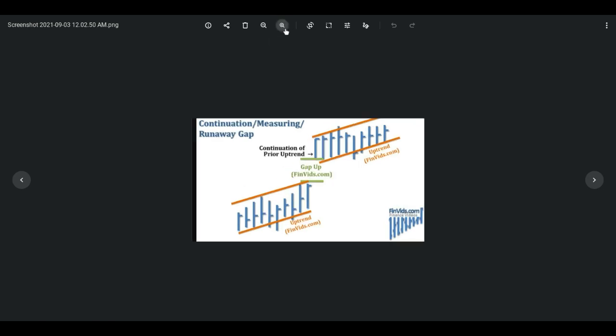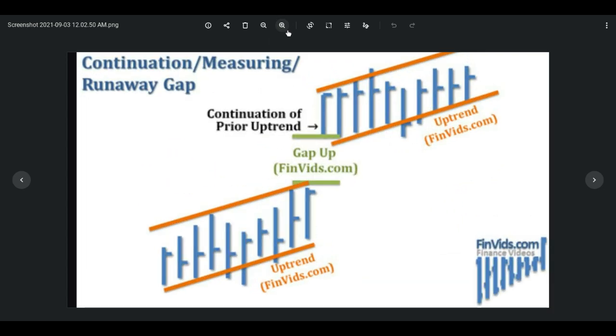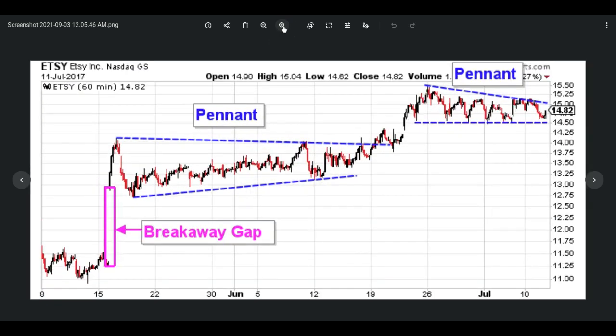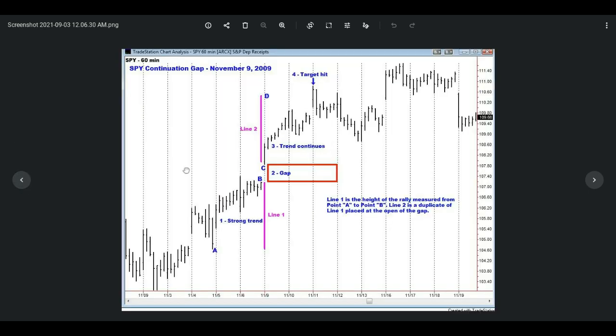And this is another picture of the gaps. And this is a picture of a breakaway gap on the chart. And now we're going into a continuation.